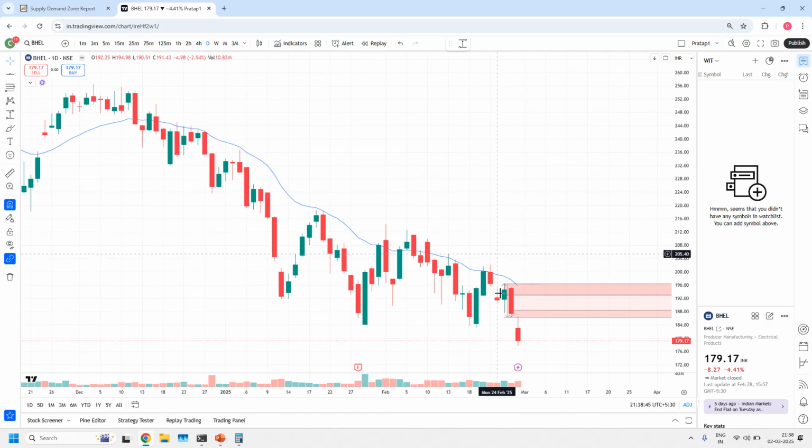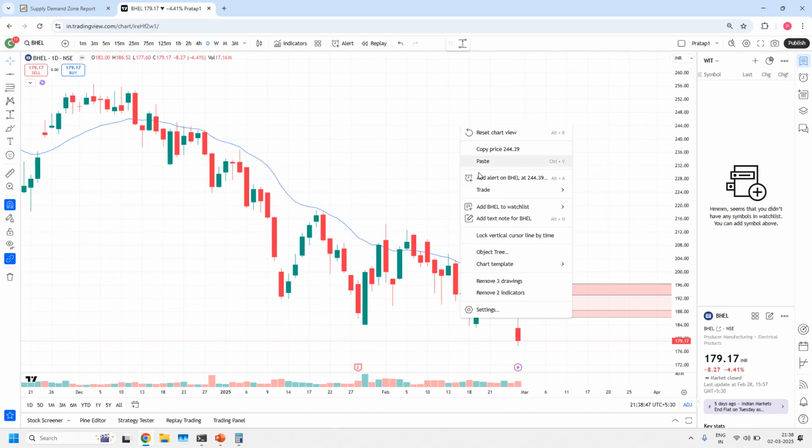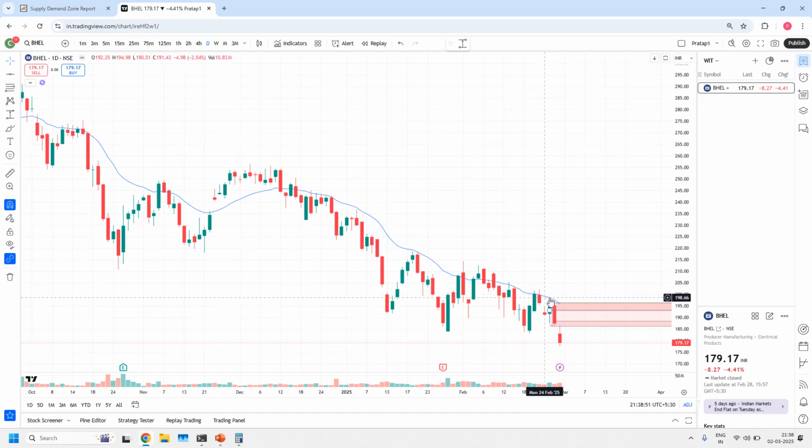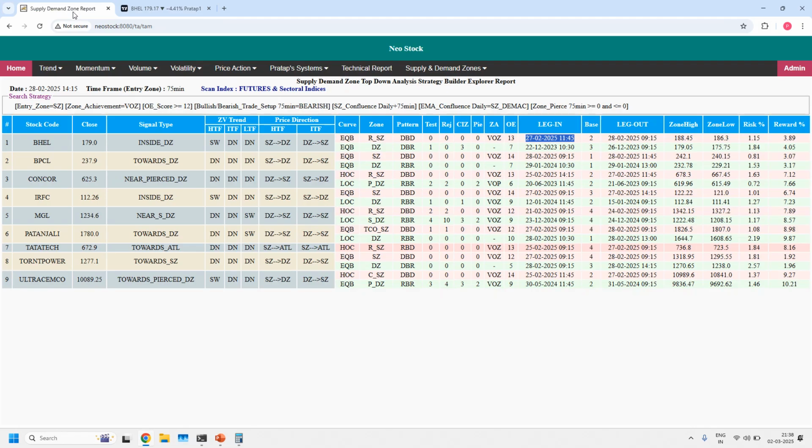Okay, this is about BHEL. This is a zone where ITF and HTF confluence is there. Next one is BPCL. This is a normal zone. Still, please analyze this stock. Now time is very less, so I am not analyzing; you please analyze. Still, it is a valid stock. This also may work very well.